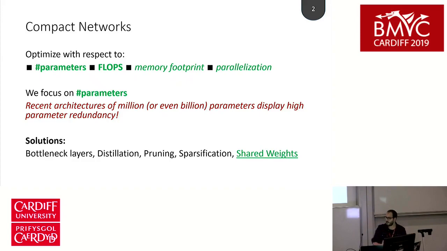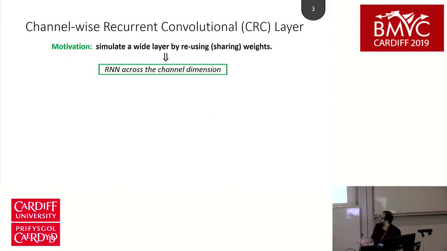While recent architectures have millions or even billions of parameters, they are highly redundant. So there are many solutions, as presented before, like bottleneck layers, distillation, pruning, sparsification, and shared weights, which is the case that we will discuss. We will present a novel layer, the channel-wise recurrent convolutional layer, or in short CRC. We want to simulate wide layers, which have shown great performance in many tasks, and avoid the over-redundancy of the parameters. In order to do so, we decided to formulate this wide layer as a recurrent neural network, RNN, across the channel dimension.